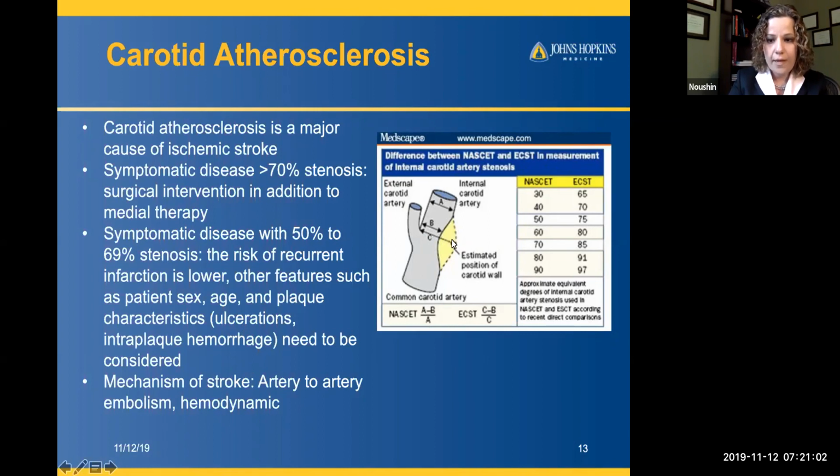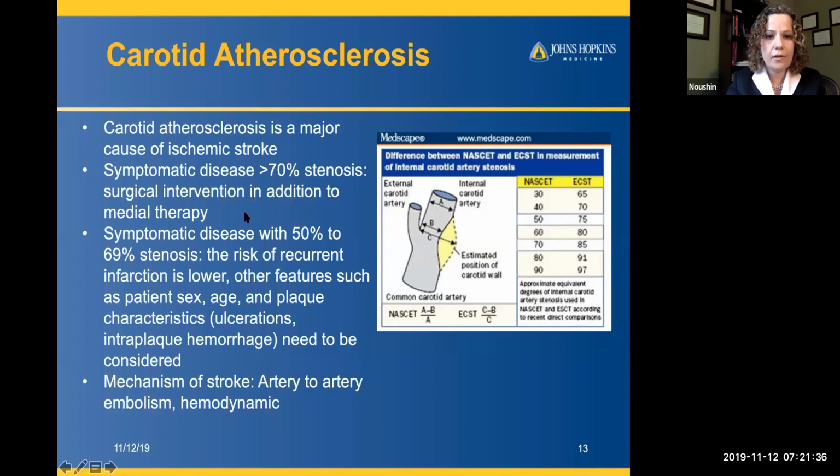Remember, the bulb is normally dilated. If you measure it around here, you get an underestimation of the degree of stenosis. So you have to measure a normal carotid caliber above the level of the bulb. And this is the formula, A minus B divided by B. And this is the European criteria, where they measure the estimated portion of the carotid wall, which is, I think, harder to measure.